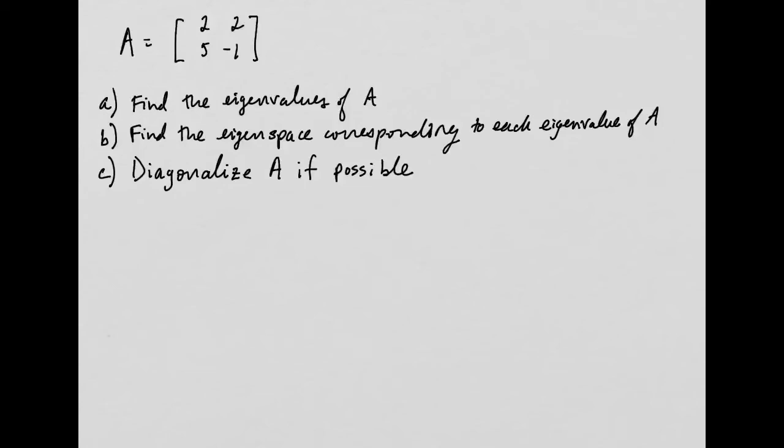In this example, we want to find the eigenvalues of this matrix A, find the eigenspace corresponding to each eigenvalue, and then diagonalize A if possible.